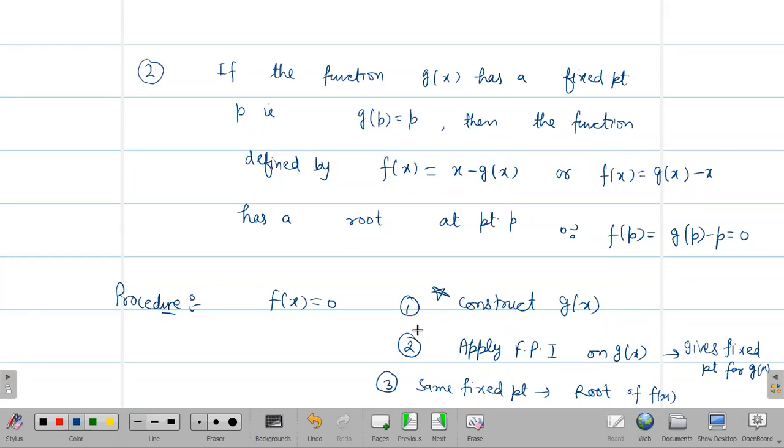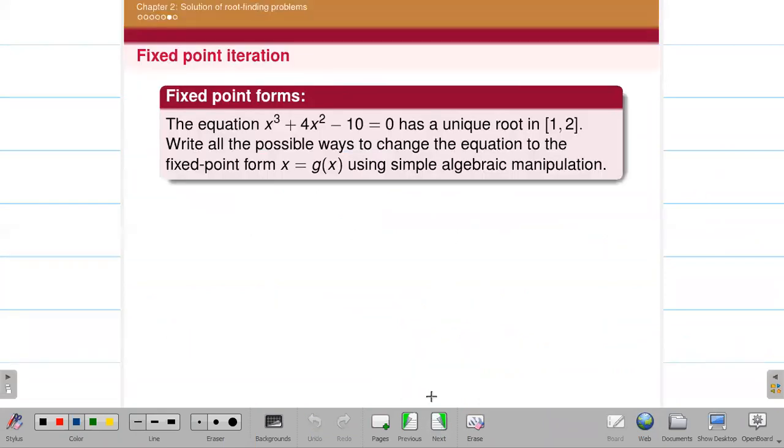So now I will give you one simple example of how to construct g of x. Suppose you have the equation x cube plus 4x square minus 10 equal to 0, which has a unique root in 1, 2. Write all the possible ways. Actually, this is the root finding problem, f of x equal to 0. And you have to write all the possible ways to change the equation to the fixed point problem. So I will convert this problem to the x is equal to g of x type.